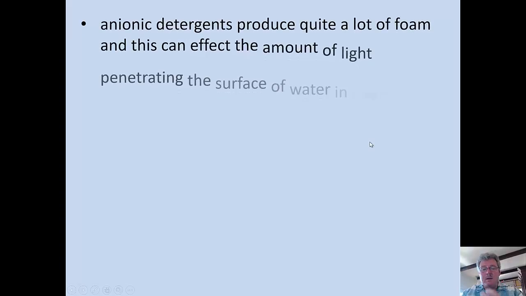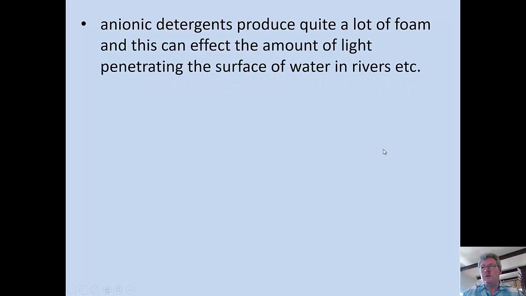Anionic detergents can make quite a lot of foam. If foam coats a river, when there's water being stirred up by wind or by rapids or flowing water down rocks, you can get this foam covering, and that can affect the water getting down into the lower levels of the water. So that can cause those eutrophication effects.